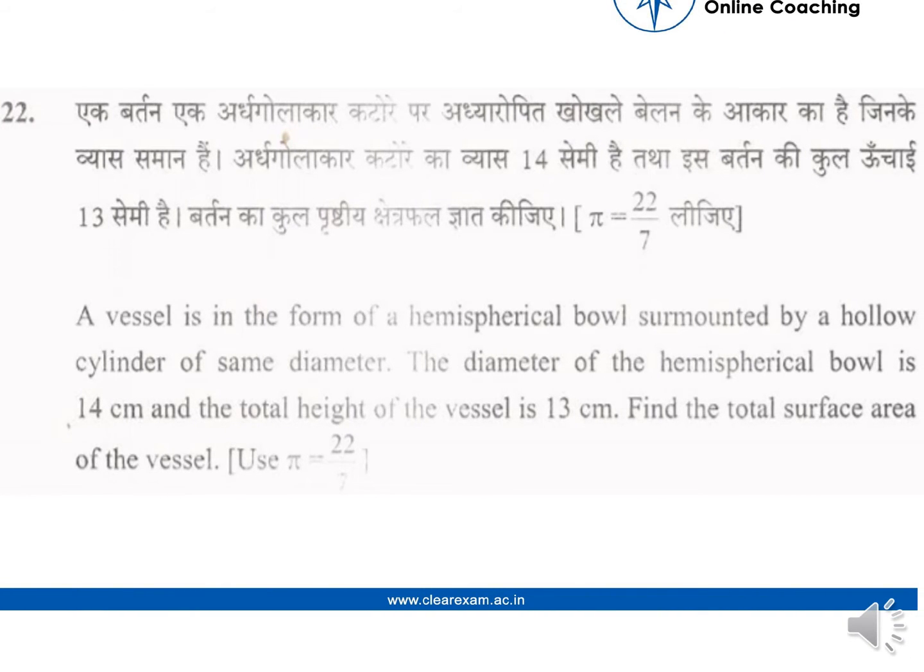A vessel is in the form of a hemispherical bowl surmounted by a hollow cylinder of the same diameter. The diameter of the hemispherical bowl is 14 centimeter. Okay, let's just underline this. And the total height of the vessel is 13 centimeter. Find the total surface area of the vessel.